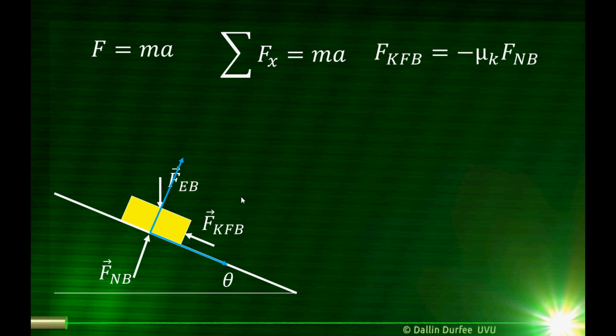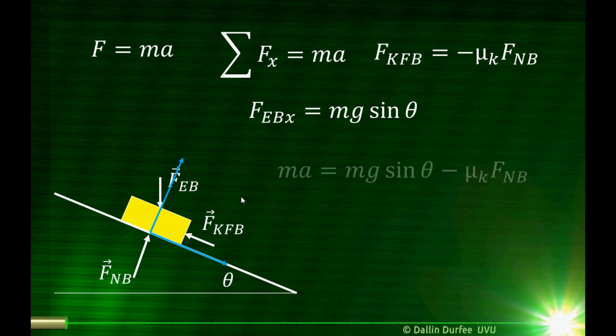Well, what has an x component? Well, kinetic friction has an x component. The kinetic friction's x component is negative mu k times the normal force. And then gravity has an x component, which is mg sine theta. So that means the mass times acceleration is mg sine theta minus mu k times the normal force.